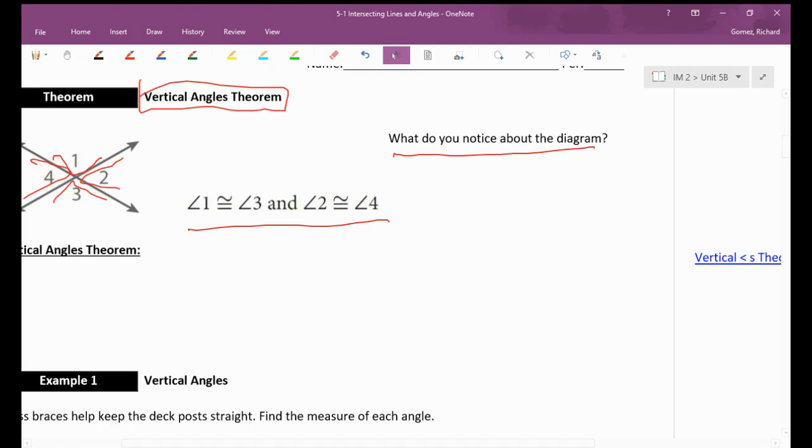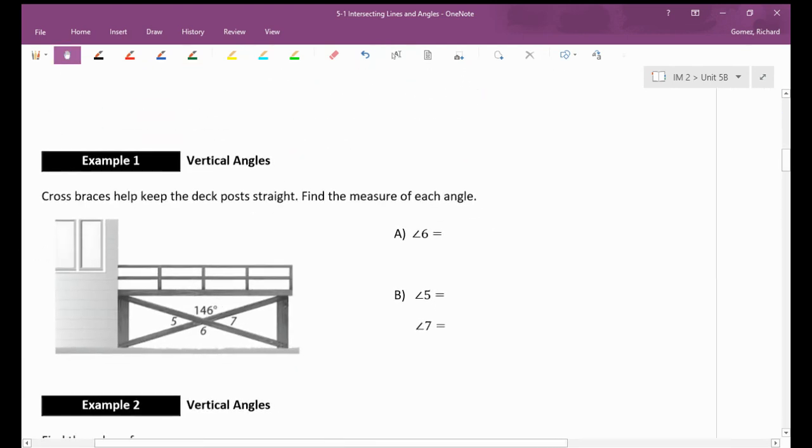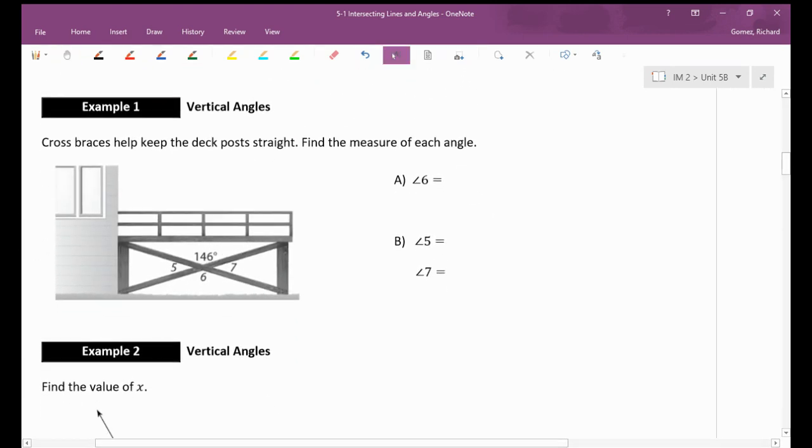And you can click on this link over here on the right and you can get more information. This example here shows A, B, and C. There should be a C here. So here it says cross braces help keep the deck post straight. Find the measure of each angle.